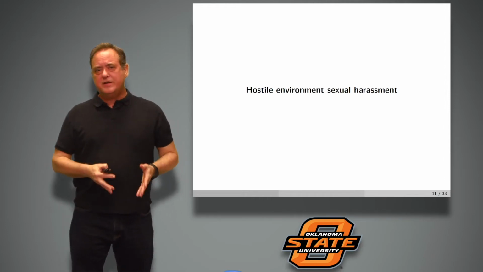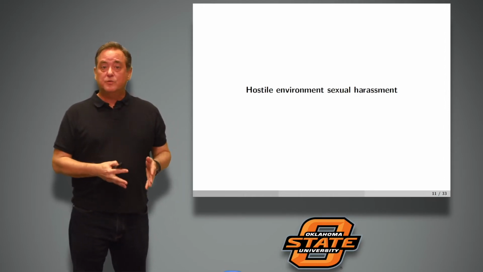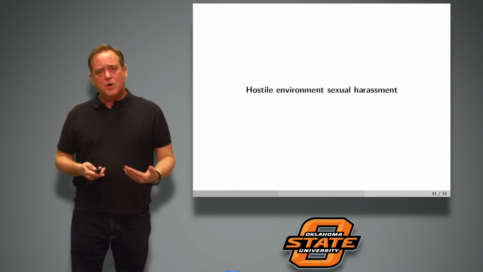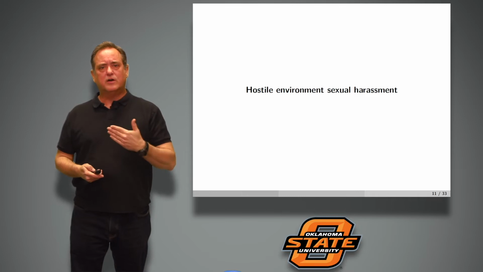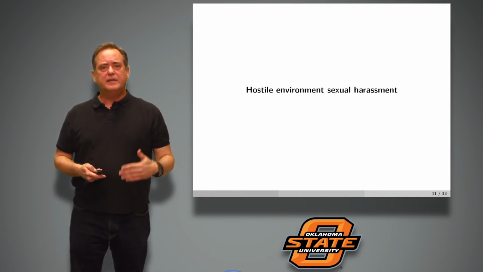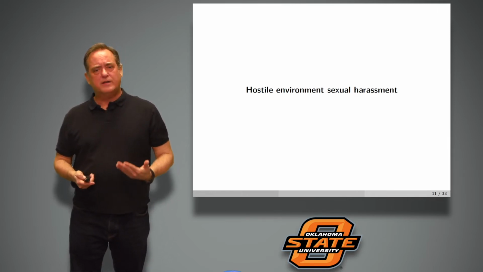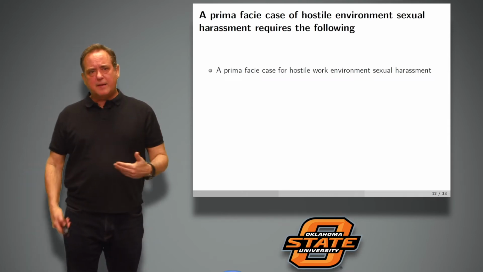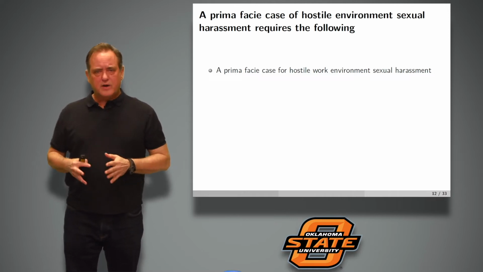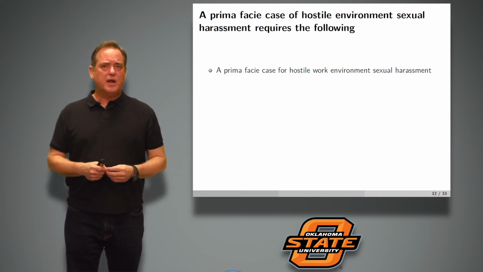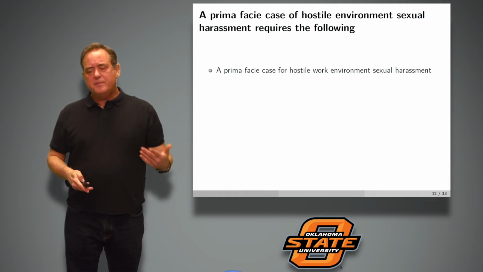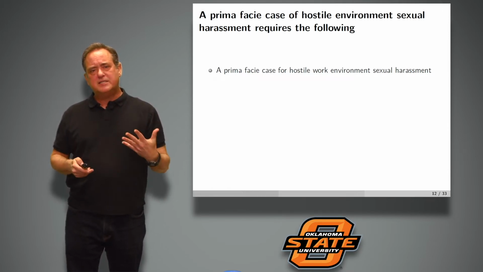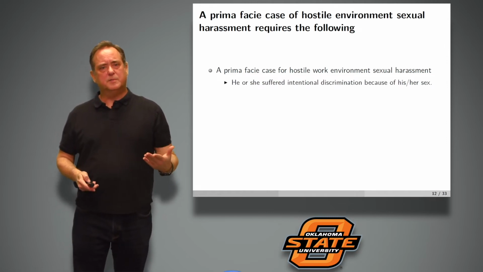So we said there are two theories of sexual harassment. We started with quid pro quo, the this for that. The other theory, the one that you're most likely to see on TV or in the news or on the web, is what we call hostile work environment sexual harassment. Now again, to establish hostile work environment sexual harassment, we start with the prima facie case. And the prima facie case for hostile work environment means that the plaintiff must establish 4 elements.